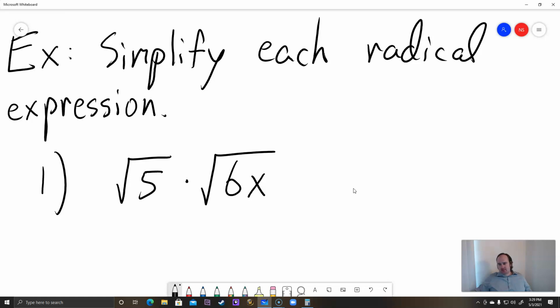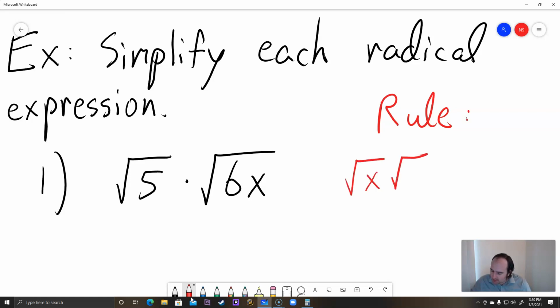And they want us to simplify this. So we're going to have to learn some new rules. We're going to learn rules for radical expressions. So since we're multiplying here, the rule we're going to use is, if you have root x times root y, that equals the square root of xy.